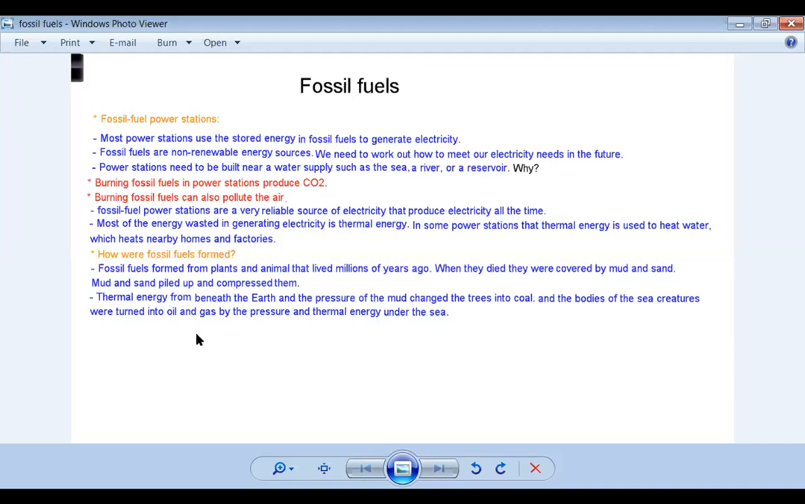Don't forget the yellow box, okay? And please, as I said previously, I need you to start working on the revision questions. Next lesson, inshallah, we will explain how we can generate electricity, since we have now explained generating electricity in power stations.